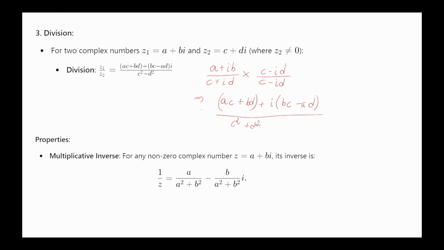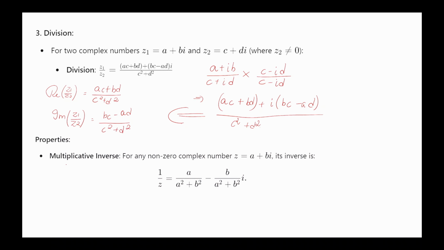Now of course, this is the division that I'm getting. If I was to segregate the real part and the imaginary part in this division, my real part of z1 by z2 would become ac plus bd upon c square plus d square, and my imaginary part of z1 by z2 would become bc minus ad upon c square plus d square. So this is how I can segregate my real and imaginary parts in this function.